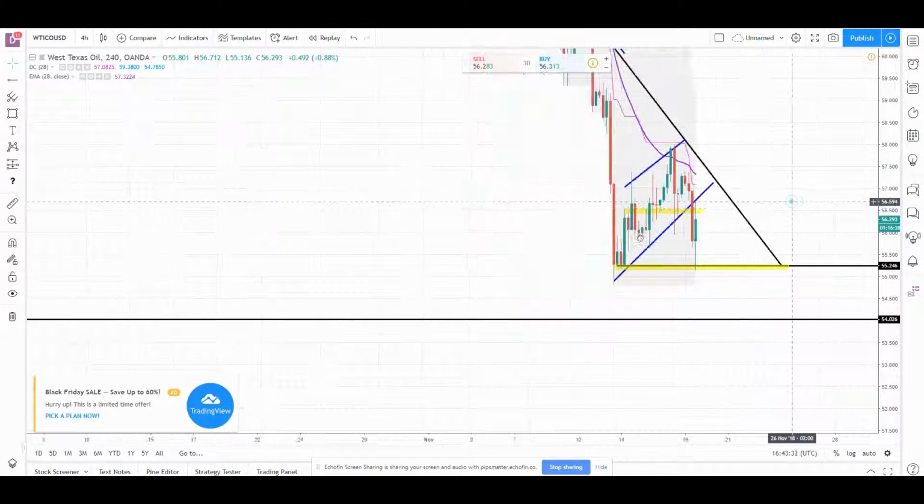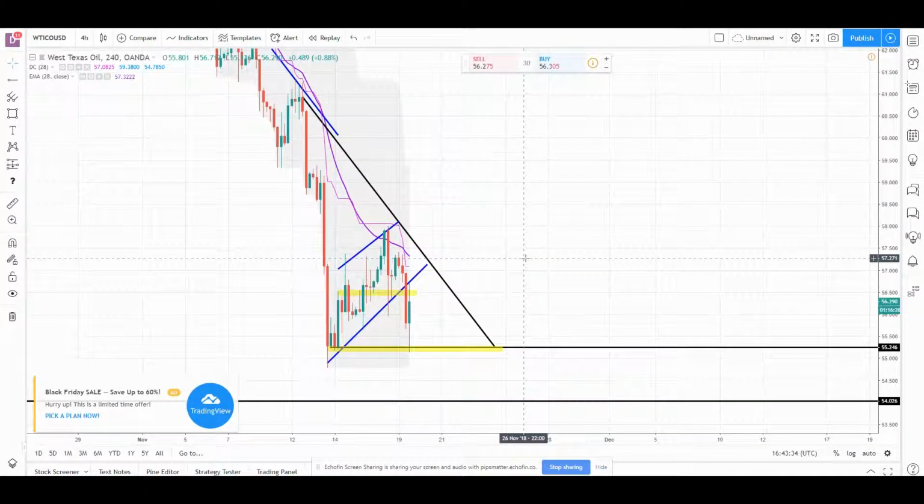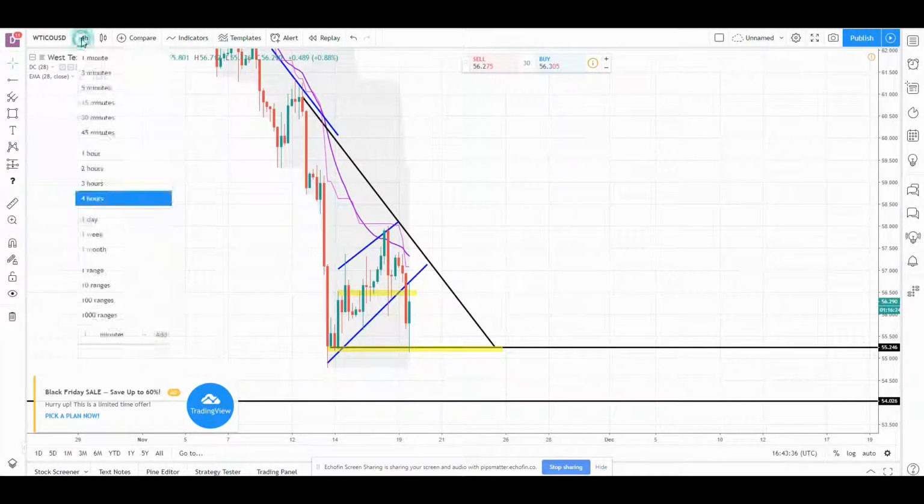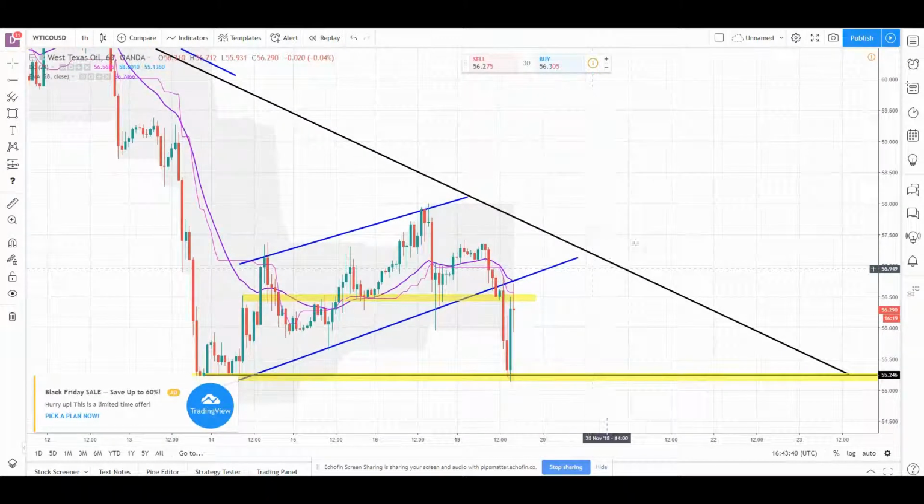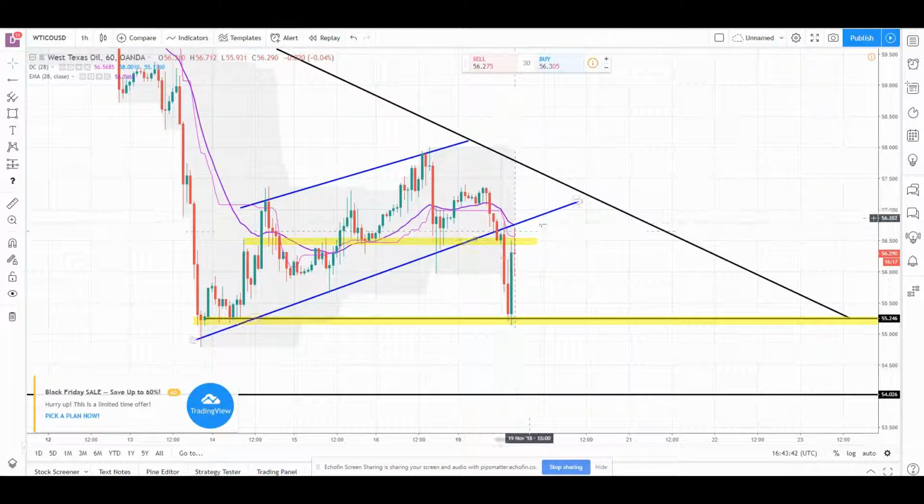WTI still a solid sell. We'll see how it works out. So far, I mean, I was in really good gains. Now I'm not. We'll see how it works out. I don't know. So far, indications are pretty good that we're going to continue lower. Will we? I don't know.